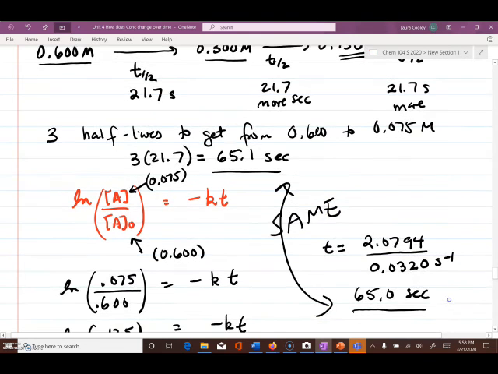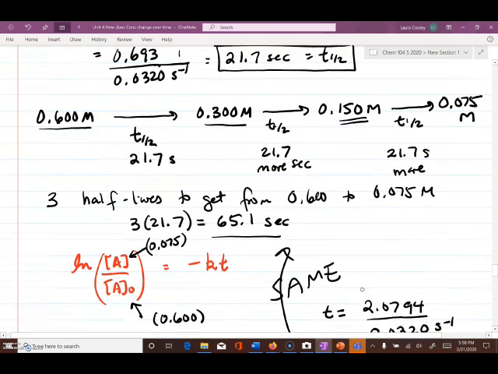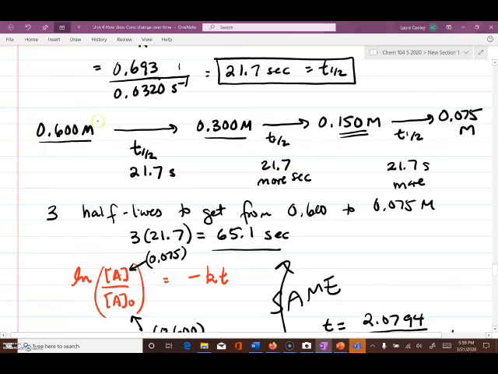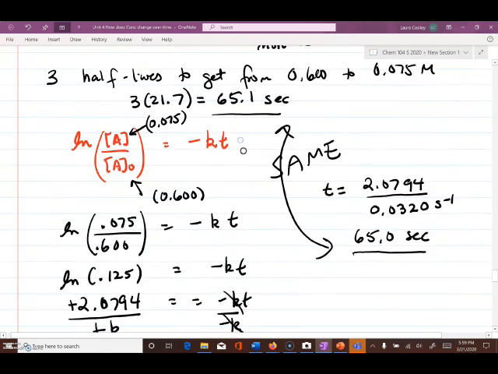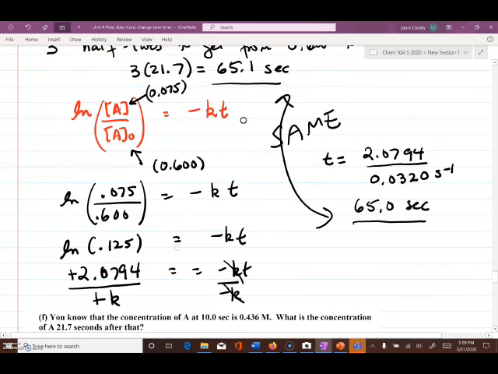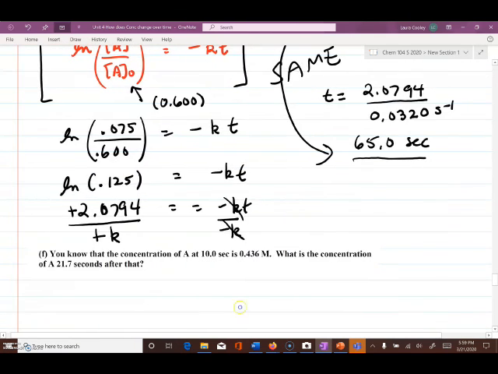So if you have numbers that don't work out, like let's suppose you can't just divide the initial number by half and by half and by half. Like let's suppose I asked you, well, how long will it take for the concentration to be 0.09? Well, you're not going to get there by half-lives, so you can always solve the problem this way, using this formula here.